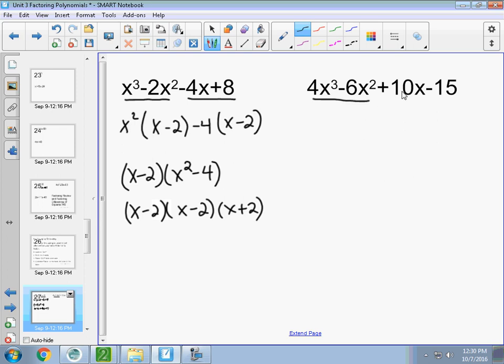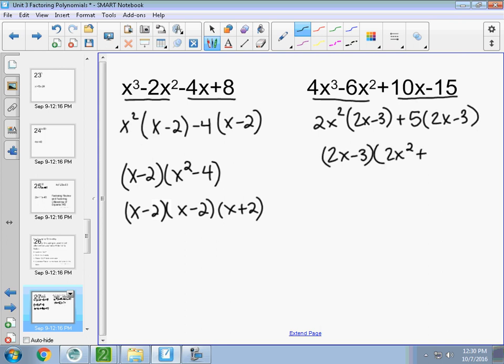Second example, I can take out an x squared from the front, leaving me with 2x minus 3. I can take out a 5 from the back, leaving me with 2x minus 3. And that's going to be 2x minus 3 times x squared plus 5.